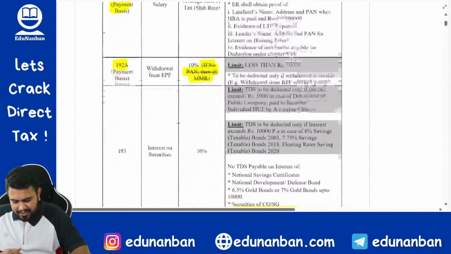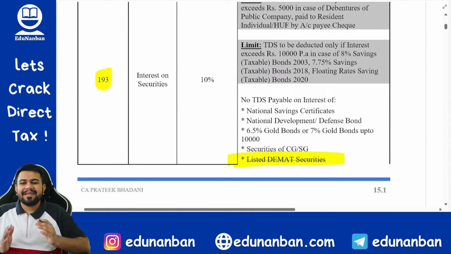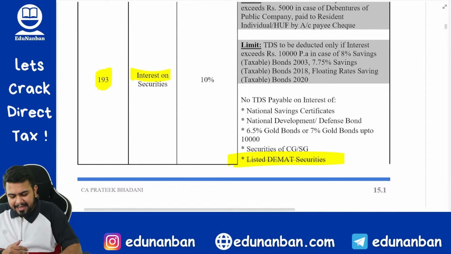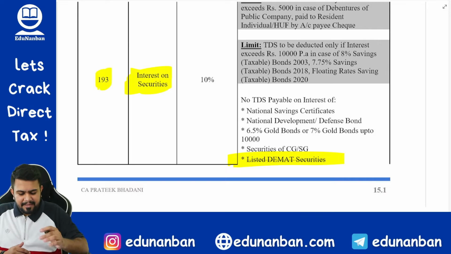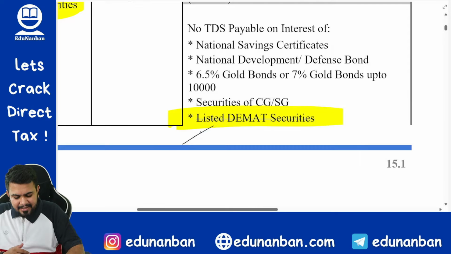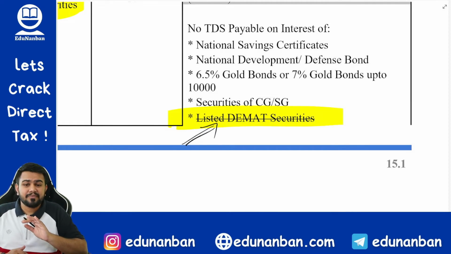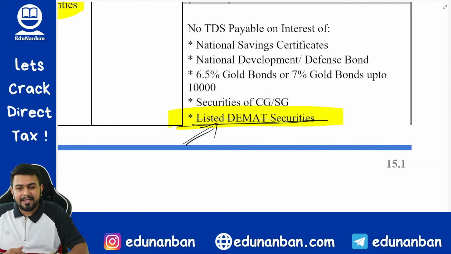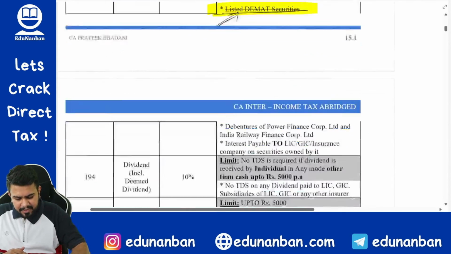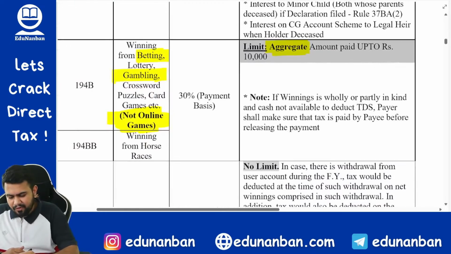Now let's go to the next amendment, section 193. Section 193 deals with TDS which will be deducted on interest on securities. In that, we had earlier studied that if it is a listed demat security, then no need to deduct the TDS. However, now this exemption has been removed. Hence, even if it is a listed demat security, TDS will be deducted. Okay, so this is one update. Please make the change.